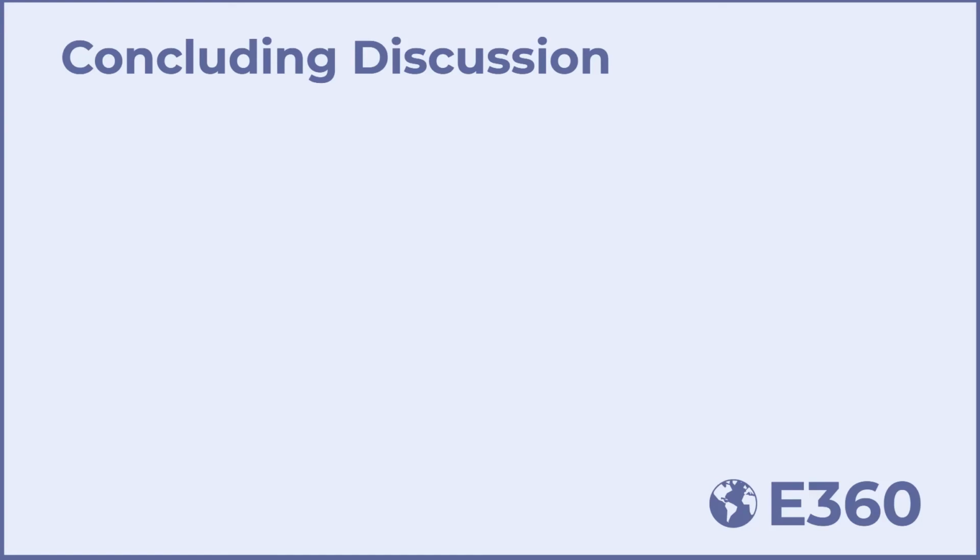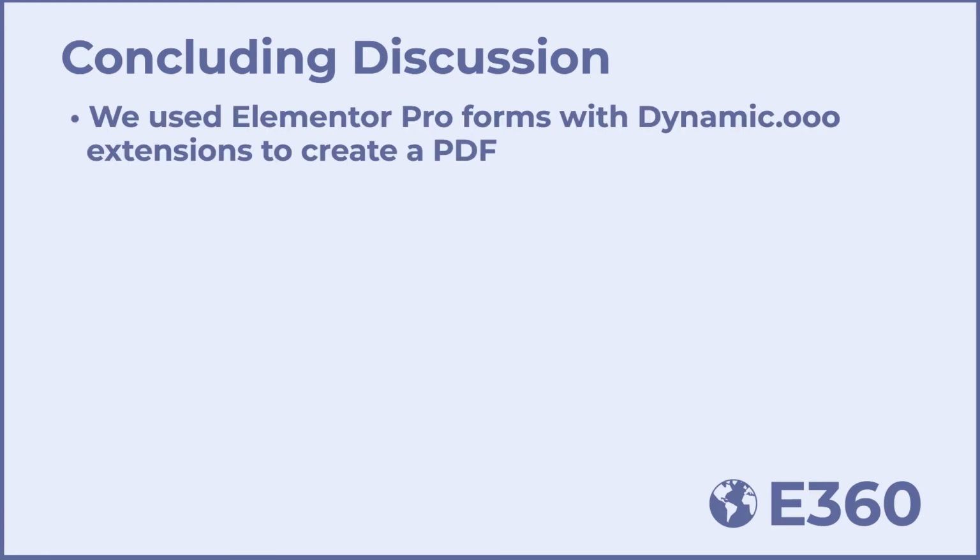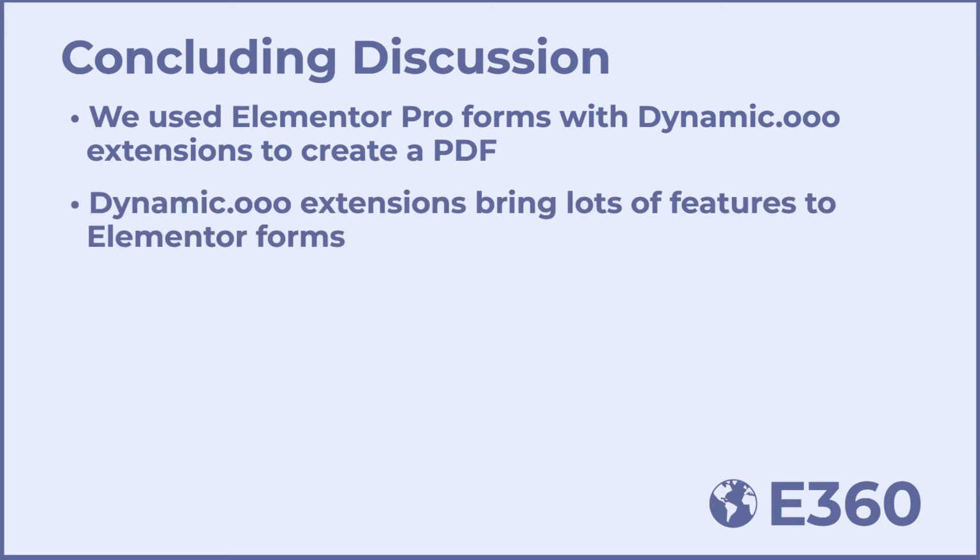Now we've done the walkthrough part. There's a little bit of concluding discussion. In this tutorial, we use the Elementor Pro forms together with the Dynamic.ooo extensions for the PDF generator, the conditions, signature, unique ID, field description, and dynamic email. Those are just 6 of the 36 extensions for Elementor Pro forms that come with Dynamic.ooo. And you can see the extensions bring a lot of professional functionality and polish. They really round out the features of the Elementor Pro forms.